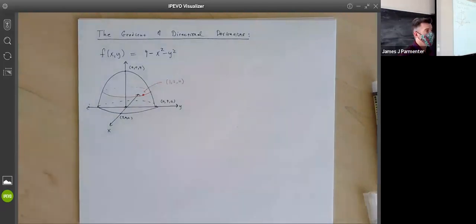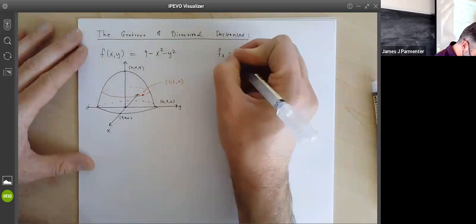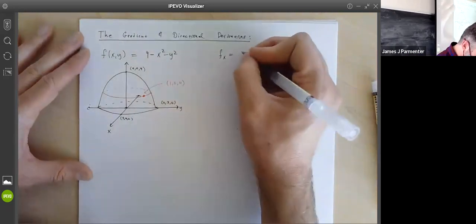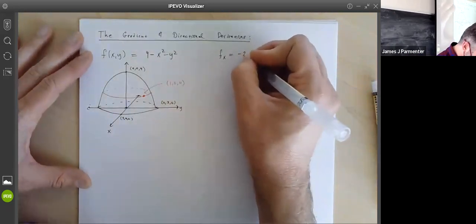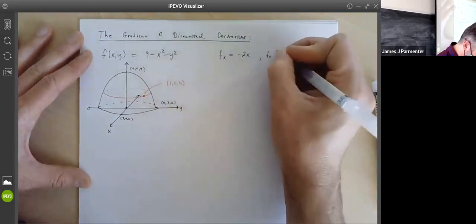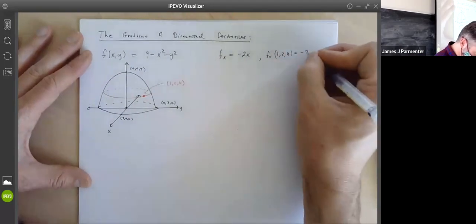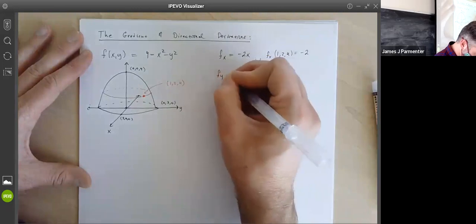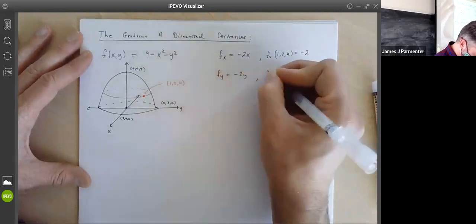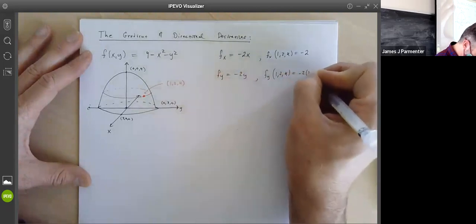We can definitely find partial derivatives of this function in both directions at that point. They're not hard to find. fx is the derivative, negative 2x, and fx evaluated at this point is negative 2 times 1, which is negative 2. fy is negative 2y, and fy evaluated at that point is negative 2 times 2, which is negative 4.